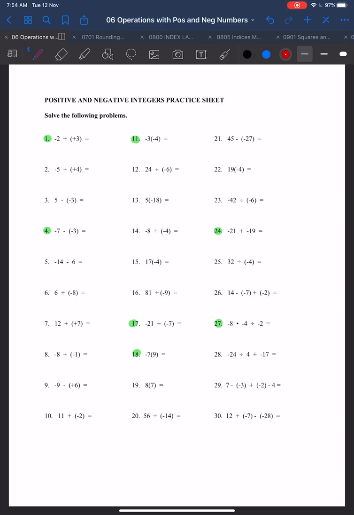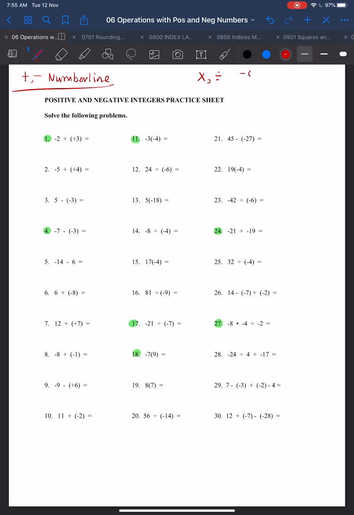Okay, here's a short tutorial on the positive and negative integers practice sheet. One of the things that you need to remember when adding, subtracting, multiplying, and dividing positive and negative integers. When you are adding or subtracting and you're quite confused, your best friend is called Mr. Number Line. The number line will help you. Now, when you are multiplying or dividing, the following rules will help you.